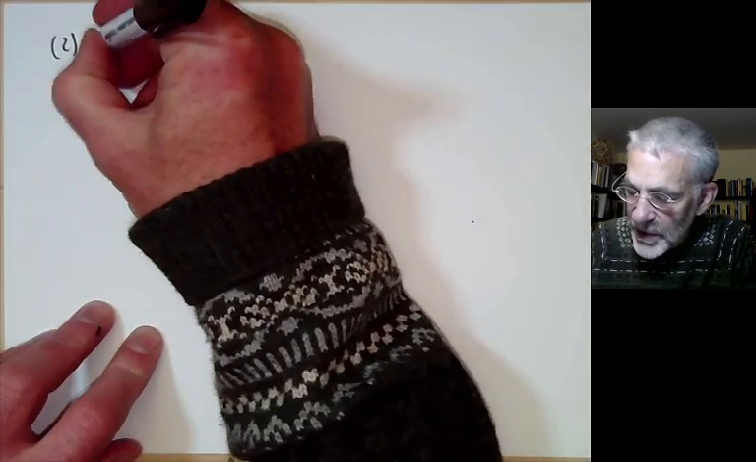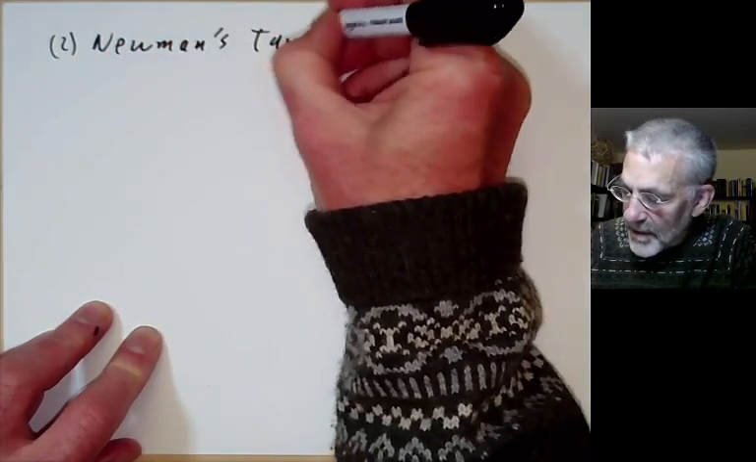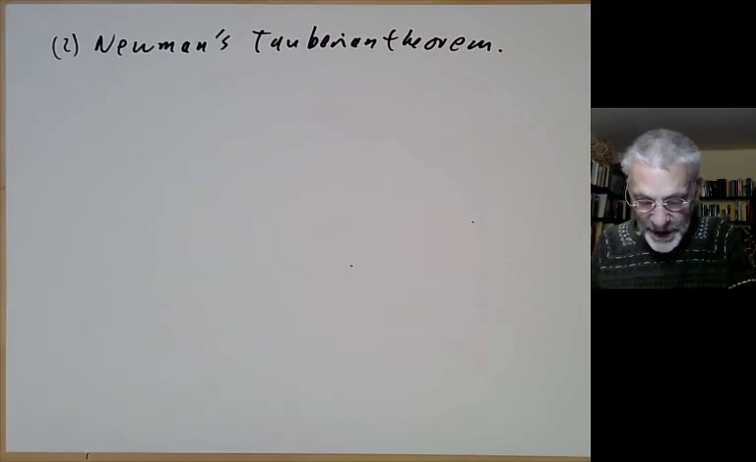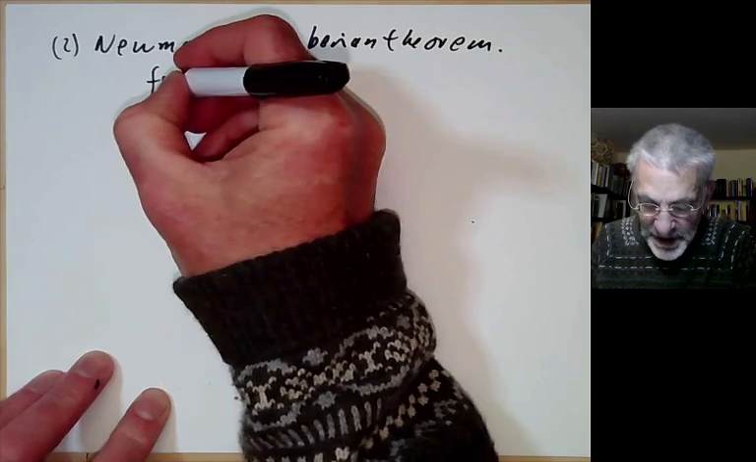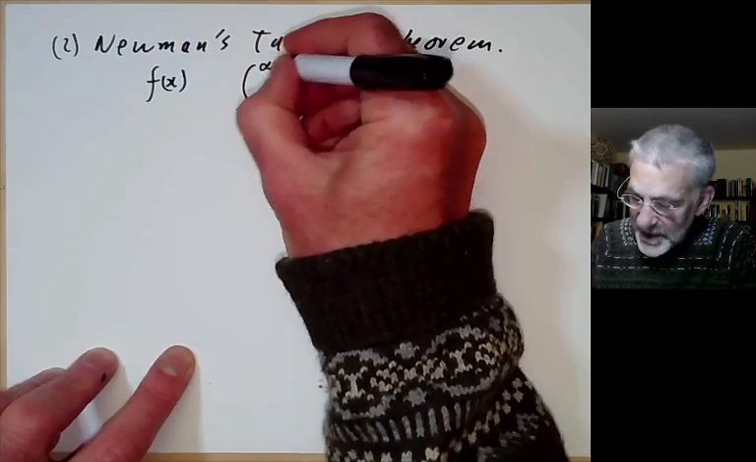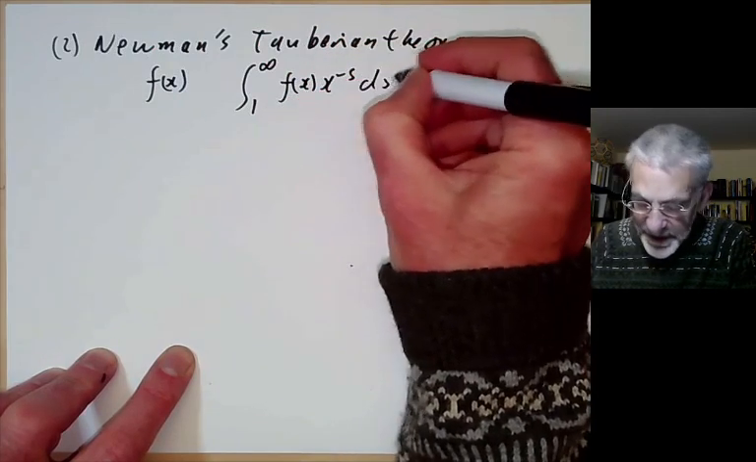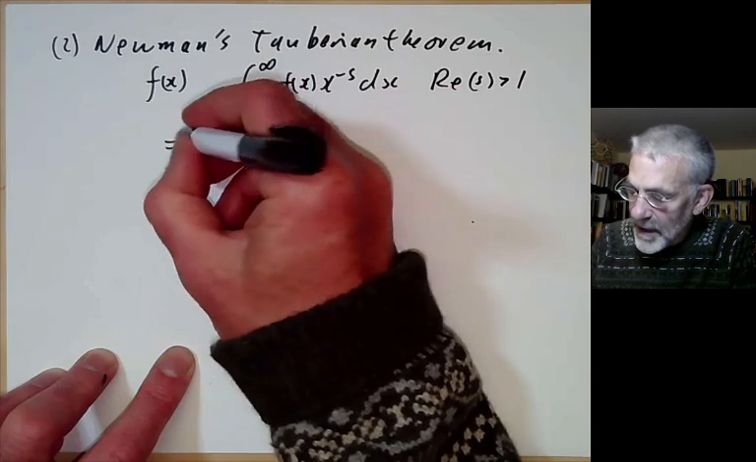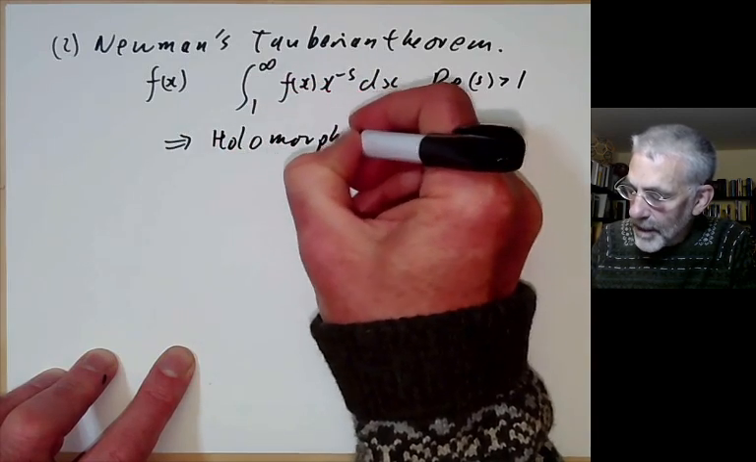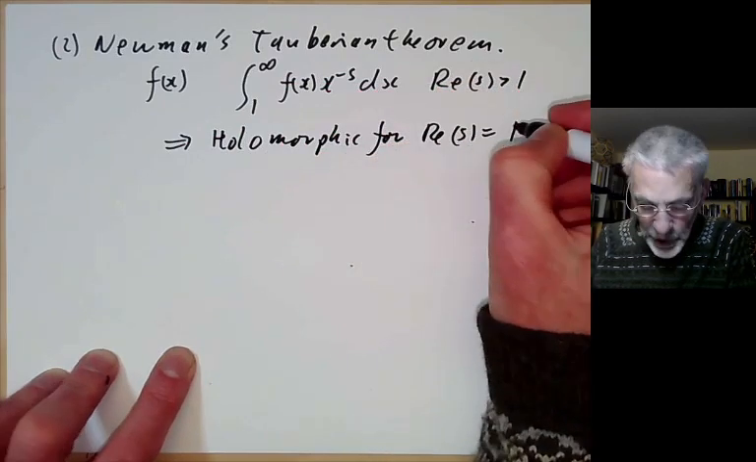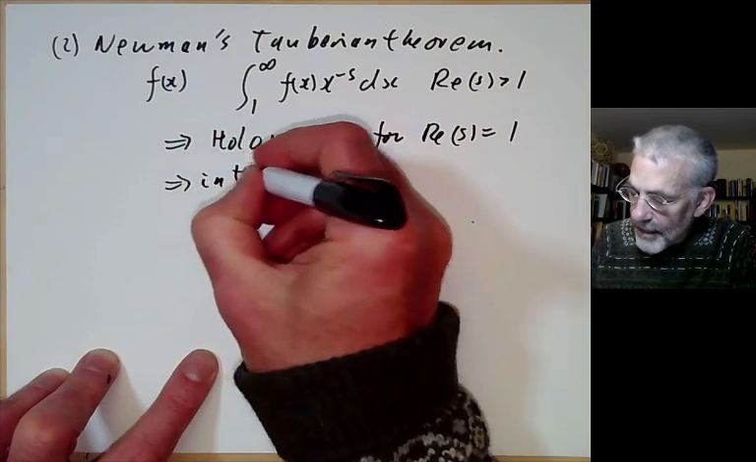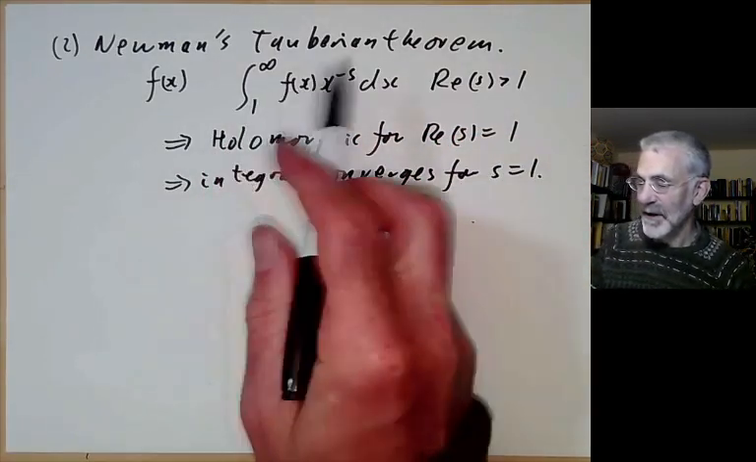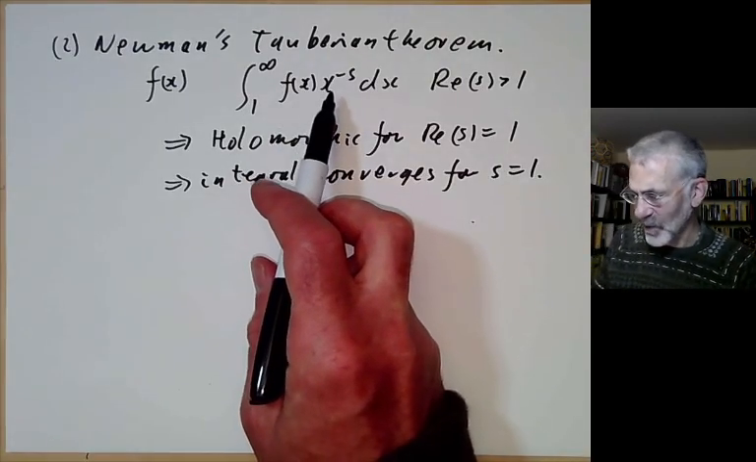The second step is something called Newman's Tauberian theorem. Now, this is a theorem from complex analysis, which says that if you've got a reasonably nice function, and the integral from 1 to infinity of f of x, x to the minus s, dx converges for the real part of s greater than 1, and if you can extend it to a function that is holomorphic for the real part of s equal to 1, then the integral converges for s equals 1. So Tauberian theorems are kind of theorems that tell you that something actually does converge when you hope it will converge.